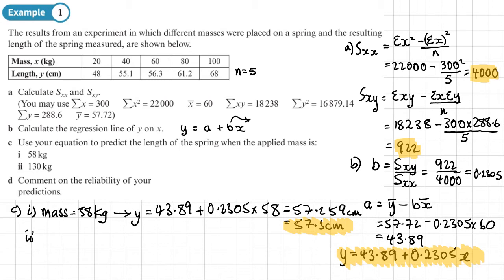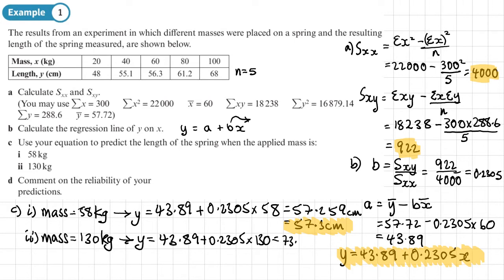And part 2 here, the mass is 130 kg. So just substitute 130 into our regression line. So 43.89 plus 0.2305 times by 130. And that gives us a length of 73.855 centimetres. So again, we'll give that to 3 significant figures. So we'll say 73.9 centimetres.